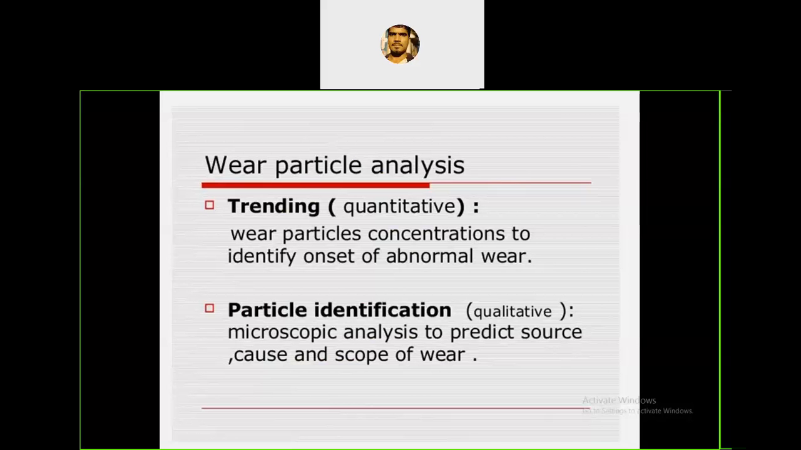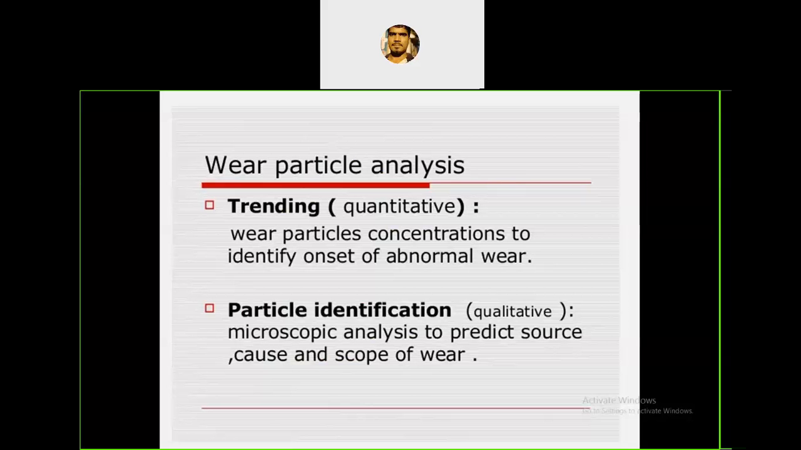If you go with this particle wear analysis, the wear particle concentration identifies the onset of abnormal wear. Meaning, is there any abnormal wear taking place between the two surfaces, that it will identify. That is what trending means. On the surface, by naked eye we can analyze.